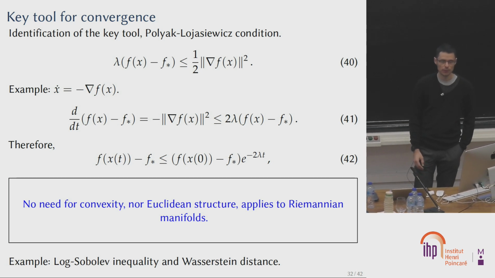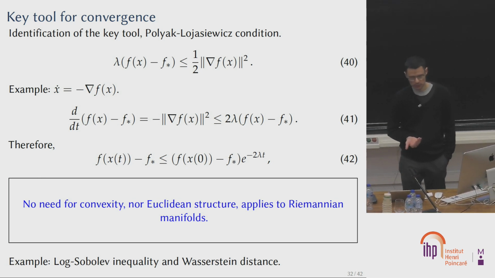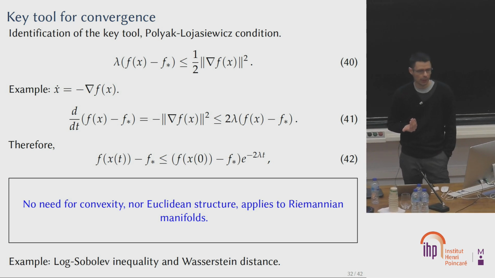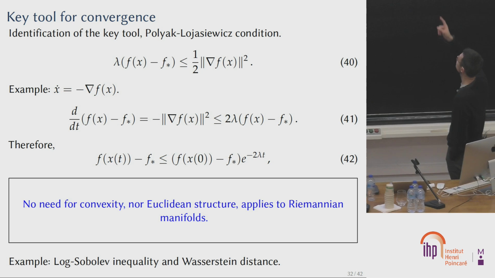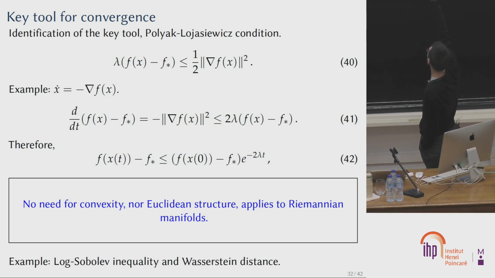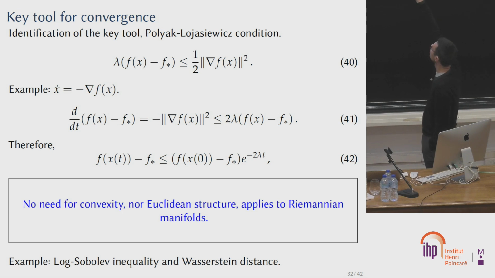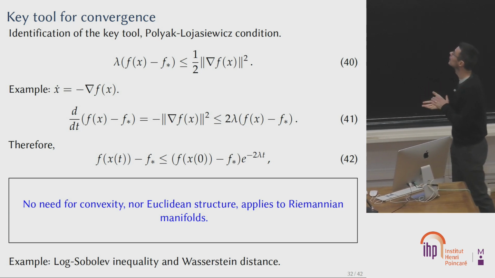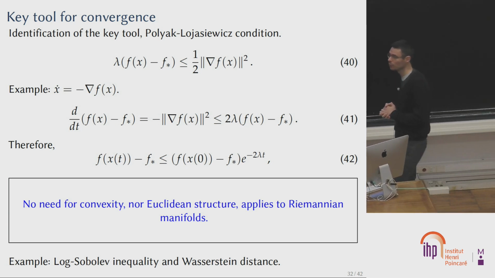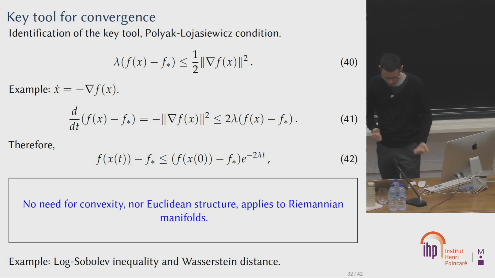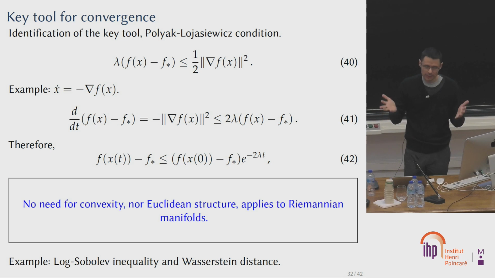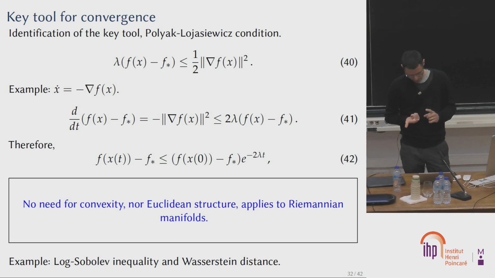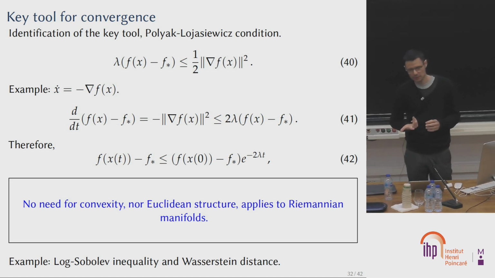It's a super nice inequality, which tells you exponential convergence. So if you want to optimize a function f, and you are given a Polyak-Lojasiewicz inequality, you can bound f minus f star, where f star is the minimum, by the squared norm of the gradient. If you have that, you get exponential convergence for free, and the point is that you don't need any convexity, a priori, to apply this kind of result. You don't need Euclidean structure either. And it applies, for instance, to Riemannian manifolds.